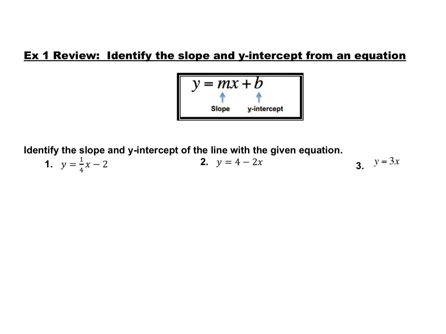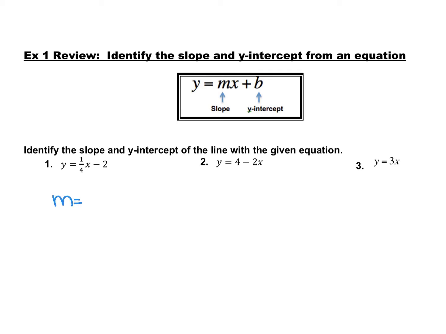So let's go ahead with example 1. We're going to review identifying the slope and the y-intercept from an equation. First of all, we know that y is equal to mx plus b, and that number with the variable is always our slope, and the number without the variable is always our y-intercept. And so let's go ahead and identify the slope and the y-intercept from the equations below.